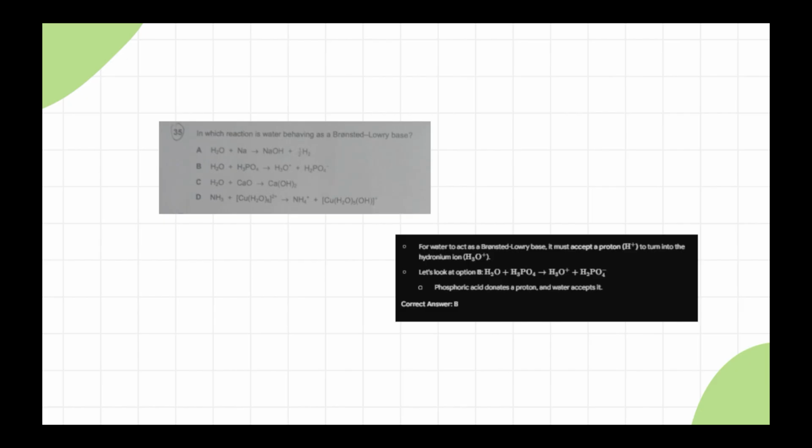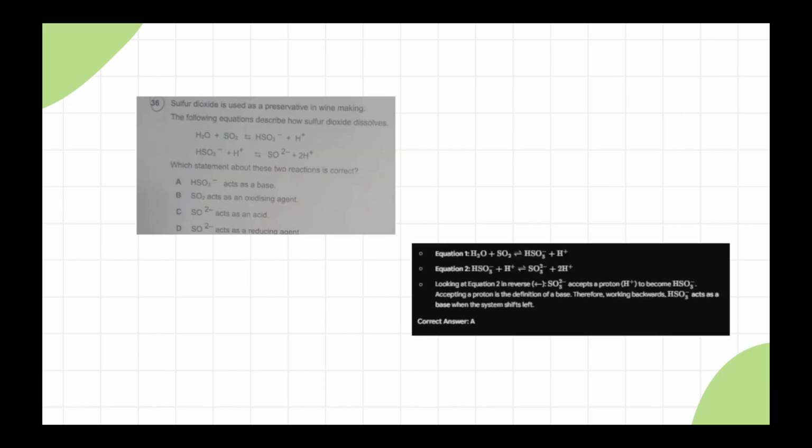In which reaction is water behaving as a Brønsted-Lowry base? For water to act as a Brønsted-Lowry base, it must accept a proton H⁺ to turn into the hydronium ion H3O⁺. Let's look at option B: H2O + H3PO4 ⇌ H3O⁺ + H2PO4⁻. Phosphoric acid donates a proton and water accepts it. So the answer is B.